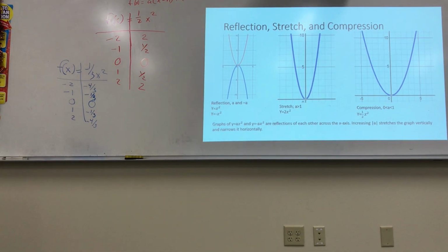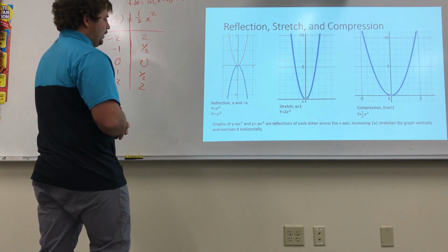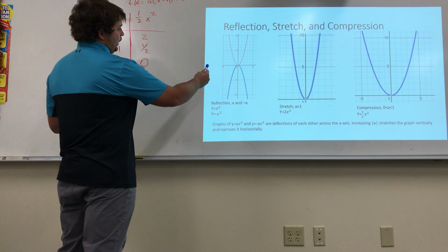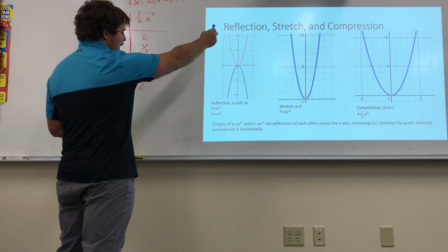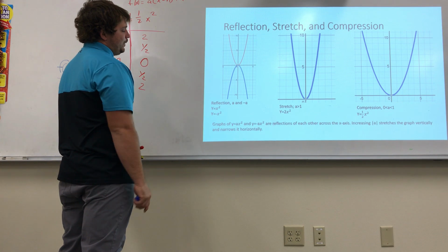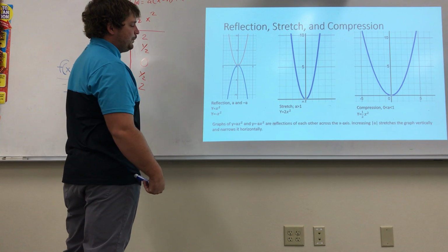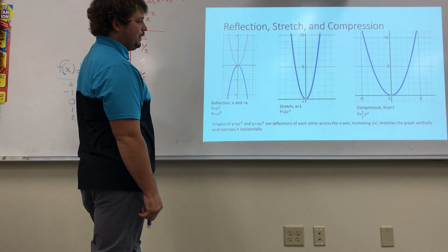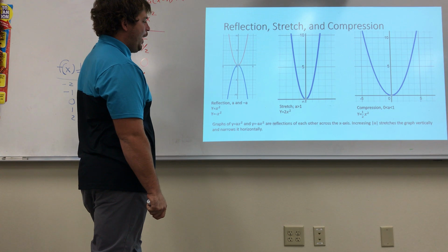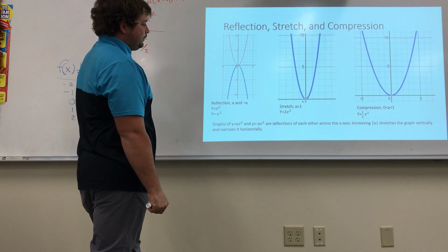Reflection, stretch, compression. Okay, so reflection, we talked about this. If it's going to reflect, you're going to have a negative. For example, if it's going upwards, you're reflecting across the x-axis. Right now, if it's positive, it's going to go up. If it's negative, it's going to go the opposite way. Now, obviously, if we shift it a different direction, it will change that a little bit, and your axis of symmetry will probably be the opposite, or it will be different.